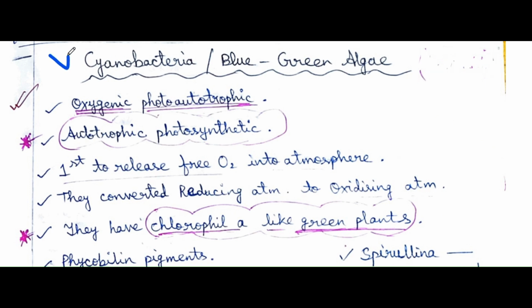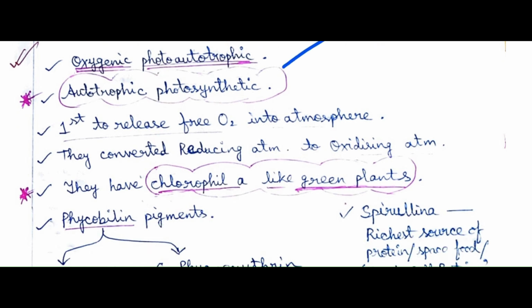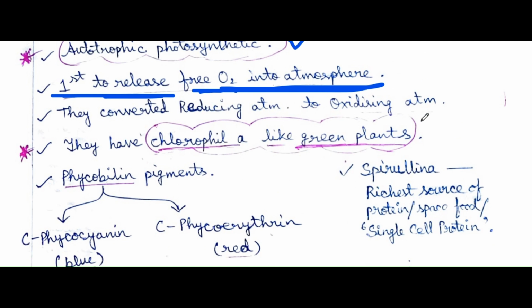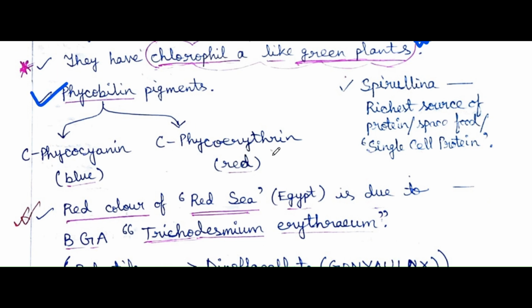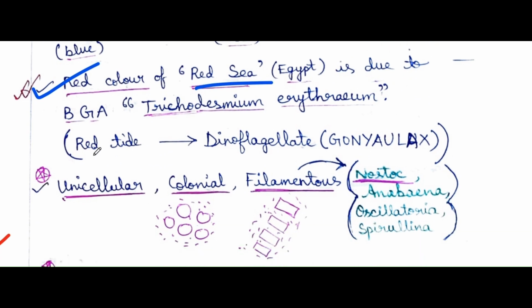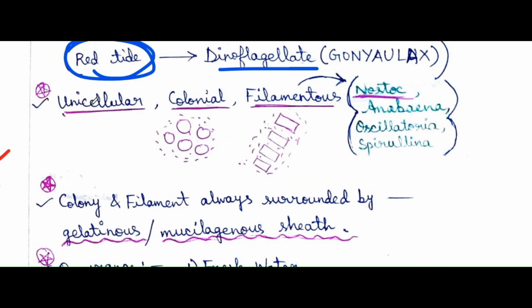Here comes the most important part of the chapter: cyanobacteria or blue-green algae. They are oxygenic photoautotrophs, autotrophic photosynthetic bacteria that released free O2 in the atmosphere as the first organisms. They have chlorophyll like green plants, but they are not plants. An important point: they have phycobilin pigments, C-phycocyanin and C-phycoerythrin. They cause the red color of the Red Sea. But don't confuse it with red tide. Red tide we will learn in dinoflagellates, which will come later. They can be unicellular, colonial, or filamentous.